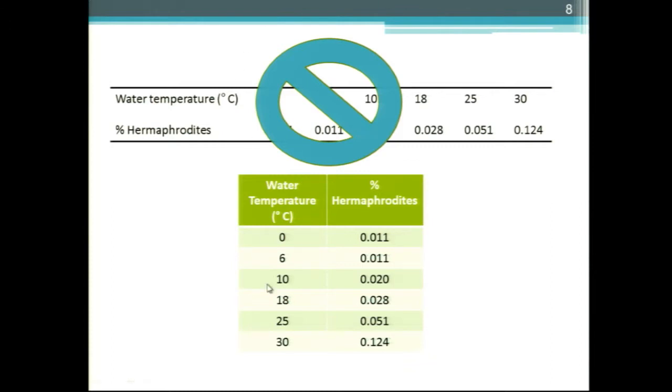But how about this one? It looks pretty good. It's the way you expect it. Water temperature and then our dependent variable. But there's one thing here that can be improved.